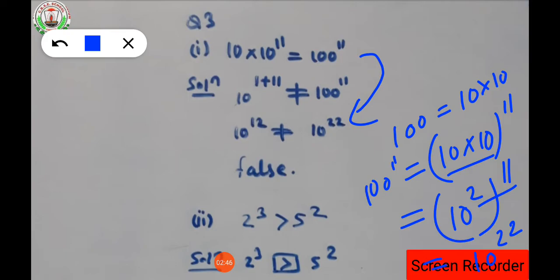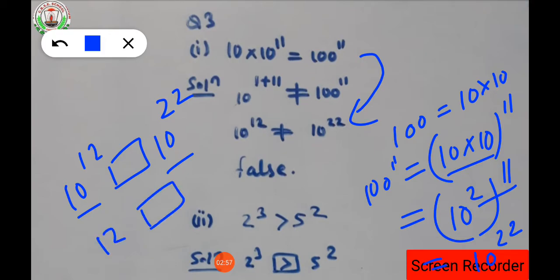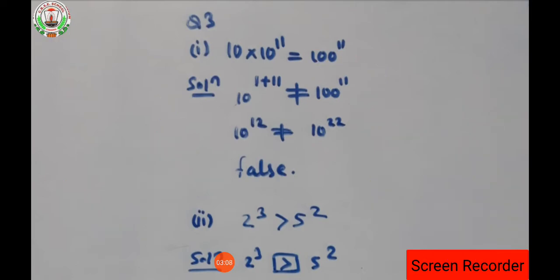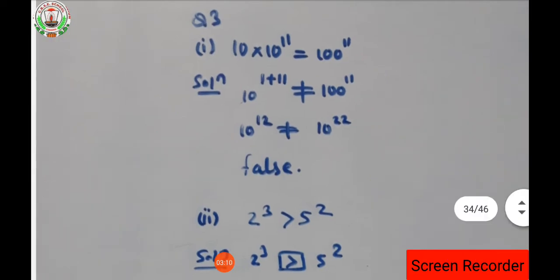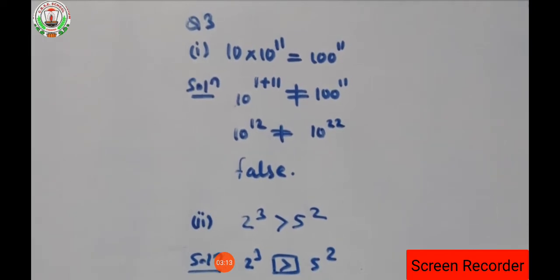Understood everyone? So look, is 10 to the power 12 equal or not equal to 10 to the power 22? Bases are the same but their powers are different, isn't it? One is 22 and the other is 12. So the power is different, that's why LHS is not equal to RHS. Hence the first part of question number 3 is a false statement. Clear everyone? Why is it false? Because LHS and RHS are not equal. So have you understood how it happens? We use the laws of exponent over here to justify our answer.